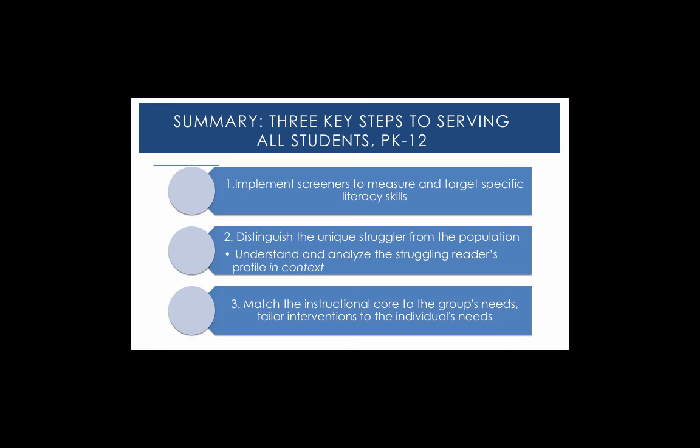The first step is to implement screeners to measure and target specific literacy skills. The second step is to distinguish the unique struggler from the population by analyzing the reader profile in the context of peers. And the third step is to match the instructional core to the group's needs and tailor interventions to the individual's needs.